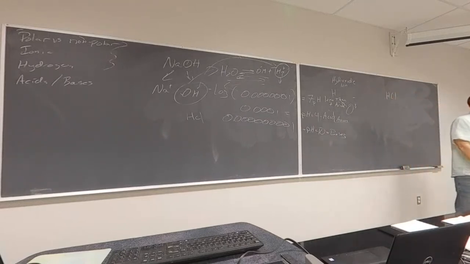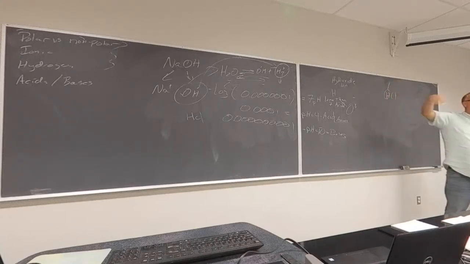HCl, acid or base? Acid. You're going to put it in water, the hydrogen's going to pop off, right? The hydrogen ion concentration is going to go up. pH is going to go from 7 to 4, whatever. Acid.